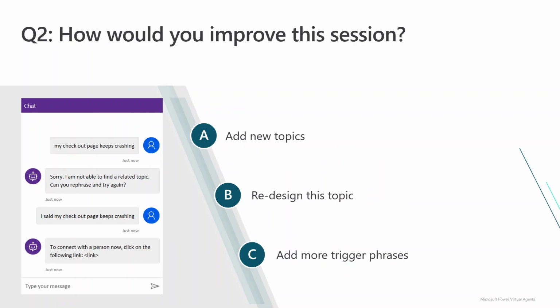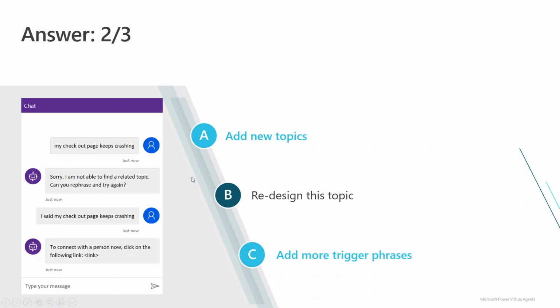How would you improve this session? The user has said my checkout page keeps crashing. How would you improve that? Would you add new topics? Would you redesign this topic, or would you add more trigger phrases? So there's two answers there, either of these is fine. You would add new topics or add more trigger phrases. If you've already got a topic that is related to pages crashing, then you would add trigger phrases to that existing topic. Otherwise, you would add a new topic that is about checkout pages crashing.